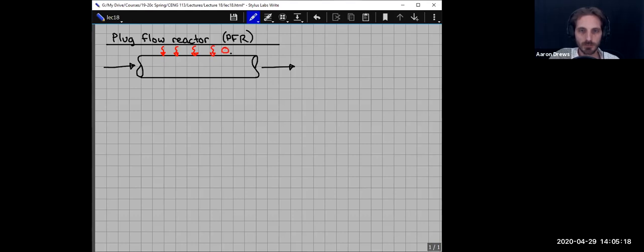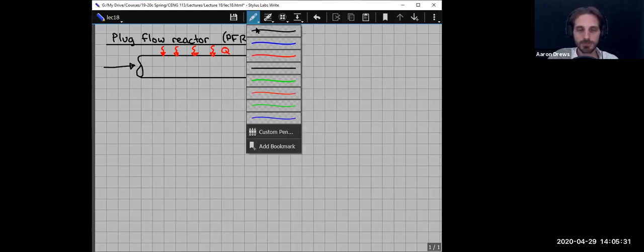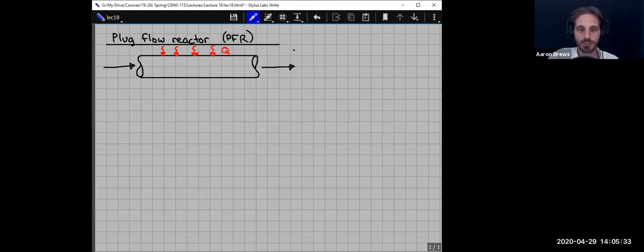So this is our Q that we saw. It's a Q that's similar to the one that we saw for CSTR. It means the same thing, right? Energy is being transferred across the boundary of the reactor, usually by a thermal gradient. There's never any shaft work inside of a plug flow reactor.